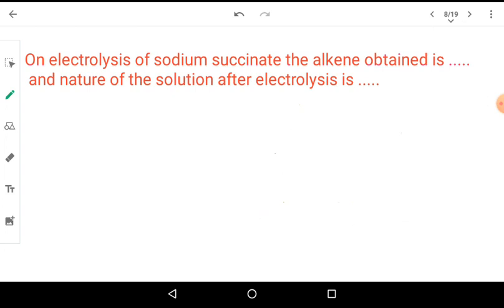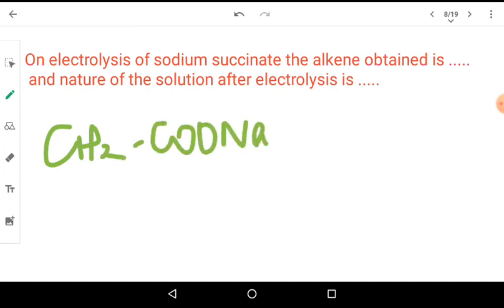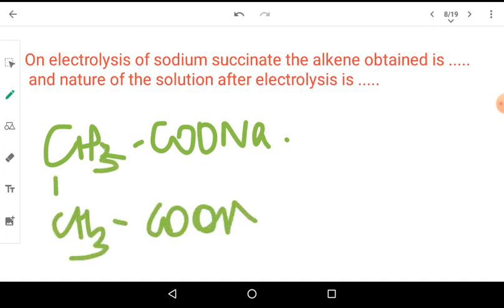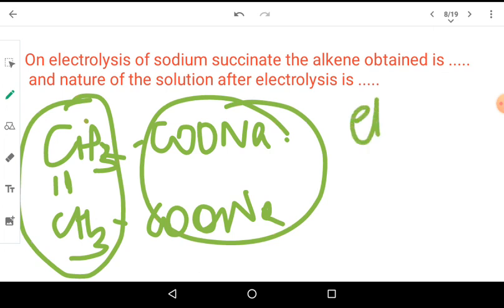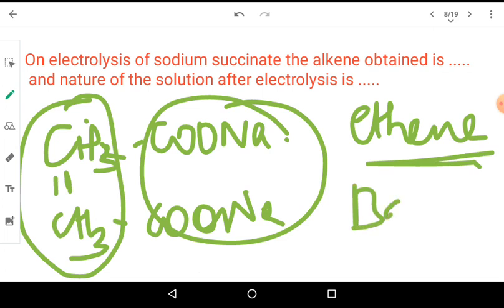On electrolysis of sodium succinate, the alkene that is obtained is. What is the alkene? We have CH2COONa, CH2COONa. So we are going to remove this part and we are going to join this with the double bond. So we are getting the ethene over here, and the nature of the solution after electrolysis is going to be basic, which we have already discussed in the theory.